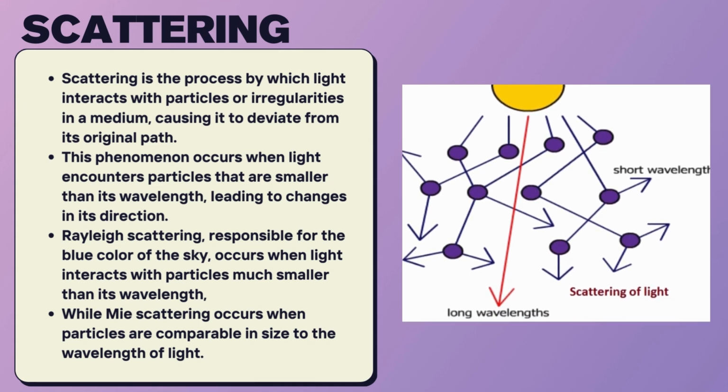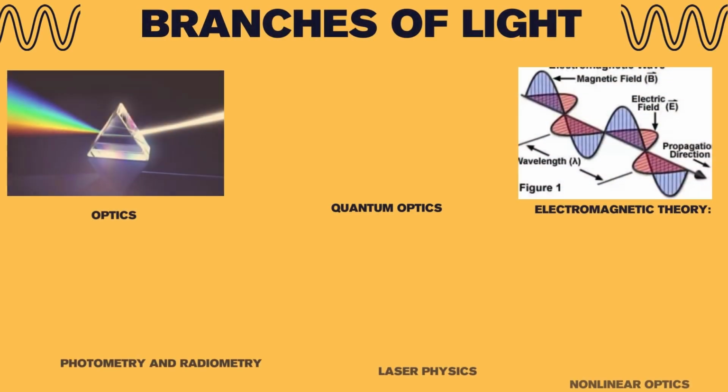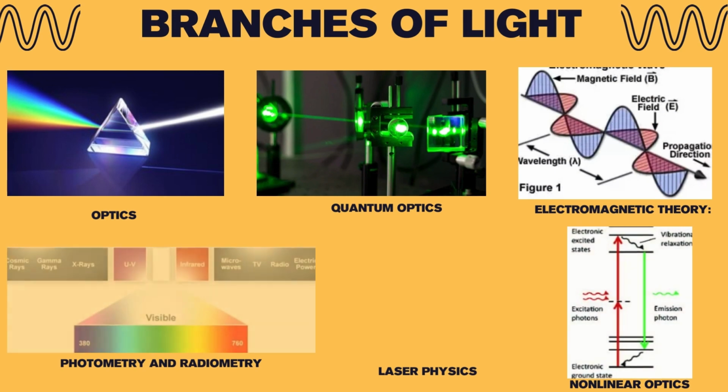This phenomenon occurs when light encounters particles smaller than its wavelength. Examples include Rayleigh scattering, responsible for the blue color of the sky, and Mie scattering, observed in phenomena like fog and cloud formation. The study of light branches into several fascinating fields.